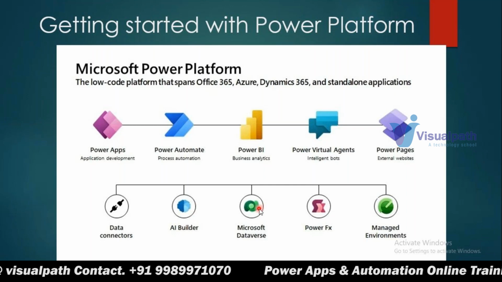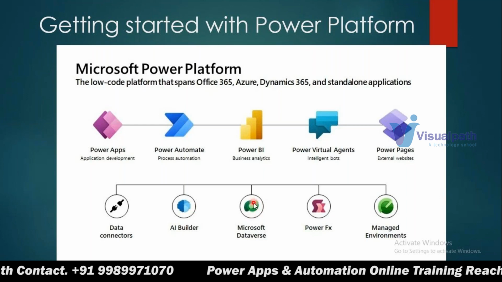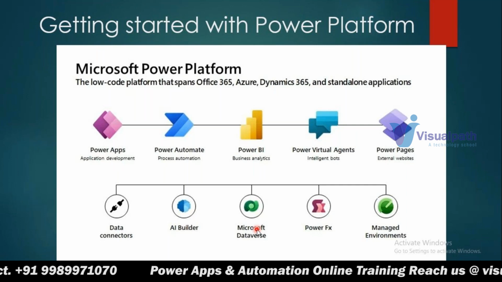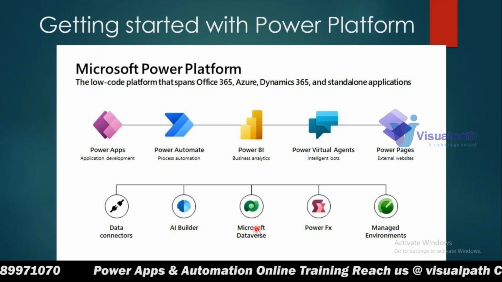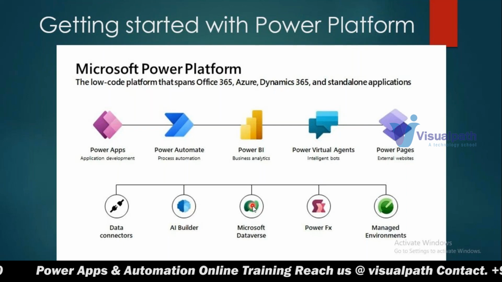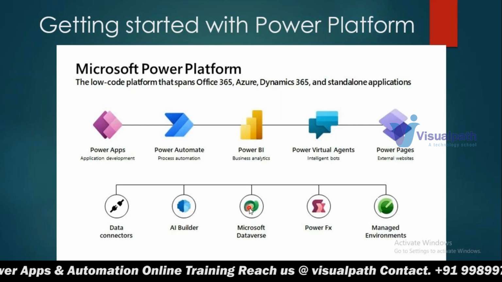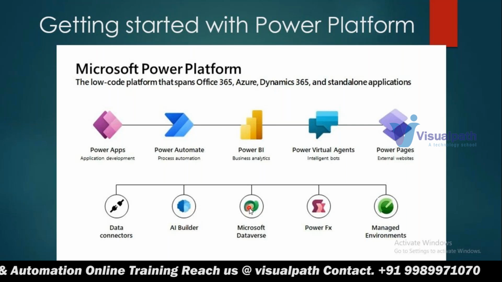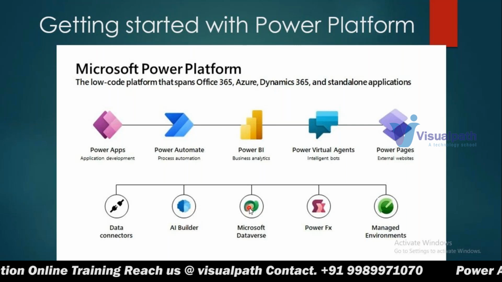Dataverse is part of Power Platform. It is the native data source to these technologies. The difference with native is, let's say you have Excel, SharePoint list, SQL Server. Those are not part of Power Platform; those are associated with Power Platform. This is part of Power Platform. That's the difference. So when you have Dataverse as your data source, obviously you get faster speed to connect to data, retrieve data, and perform CRUD operations: create, read, update, delete.